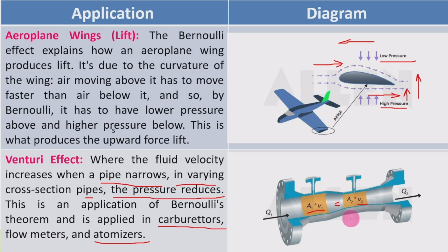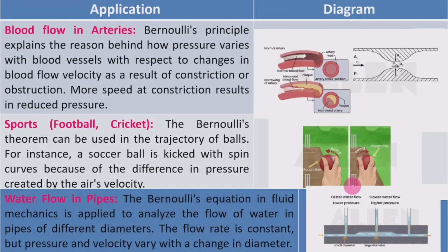The continuity equation is based on the principle of conservation of mass. The flow rate remains the same at all the sections of the pipe flow, and that's why the velocity and pressure vary, and that variation we use for the measurement of fluid flow, as well as in the carburetor to make the flow of air as well as petrol, and in atomization where the mixing of two fluids takes place. That is another application of Bernoulli's theorem.